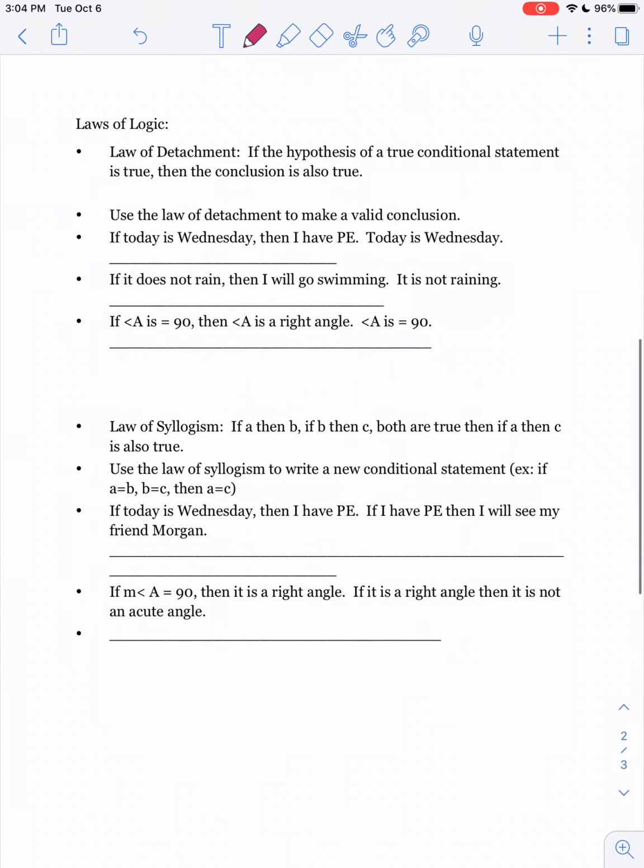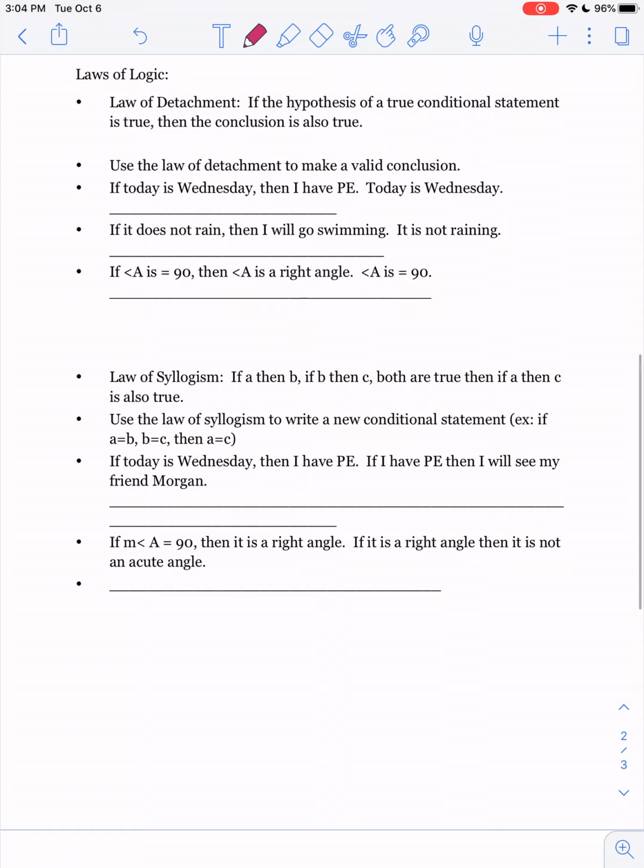There are 2 laws of logic I want to talk about. The first one is called the law of detachment. It simply says if the hypothesis of a true conditional statement is true, then you can conclude that the conclusion is also true. So here's an example.